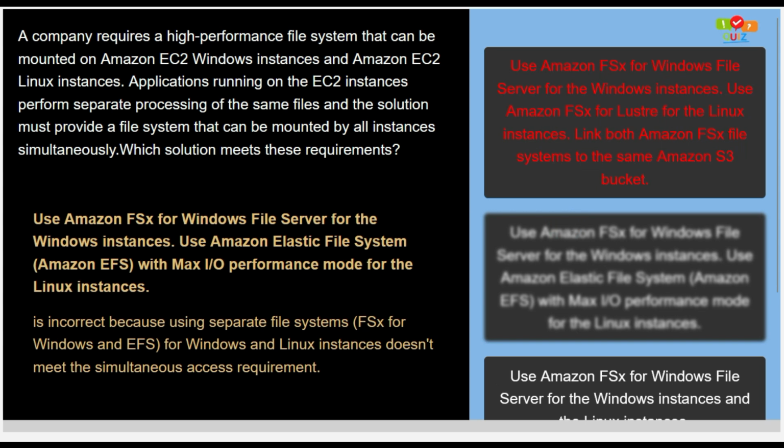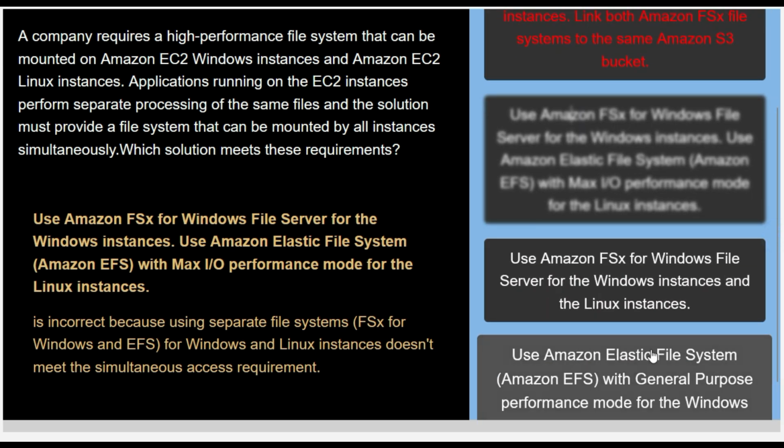Option 2, let us see. Use Amazon FSx for Windows file server for the Windows instances. Use Amazon Elastic File System, Amazon EFS with max IO performance mode for the Linux instances. This option is incorrect. Why? Because using separate file systems, FSx for Windows and EFS for Windows and Linux instances doesn't meet the simultaneous access requirement. Okay, so option number 2 is the wrong answer.